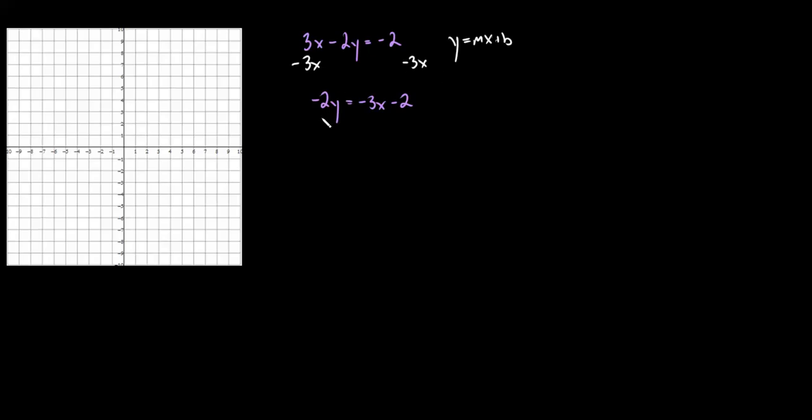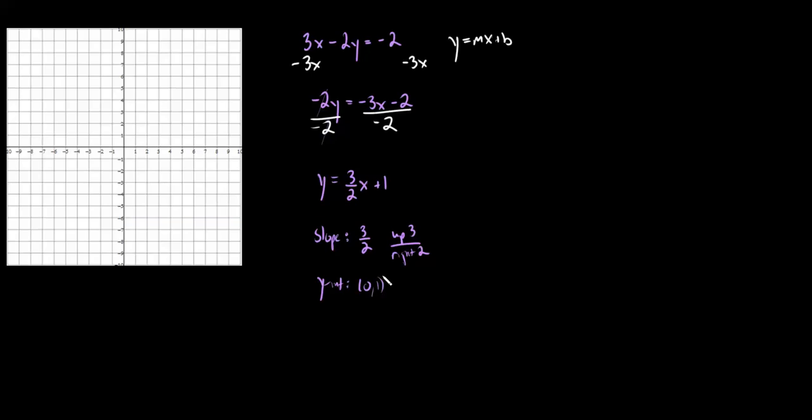I still have this -2, though. This -2 is multiplying y, so I can divide each side by -2, and I'm going to get y by itself. -2 divided by -2 is 1, so we get 1y is equal to -3 divided by -2 is +3/2, so +3/2 x. -2 divided by -2 is +1. So in this case, our slope is going to be 3/2, which means I'm going up 3 and right 2. That's my slope, and my y-intercept in this case is the point 0, 1.